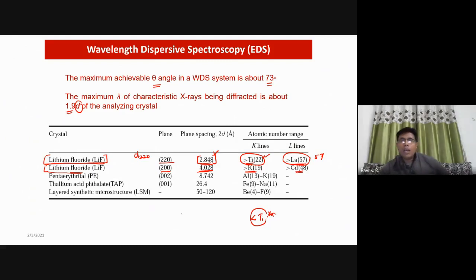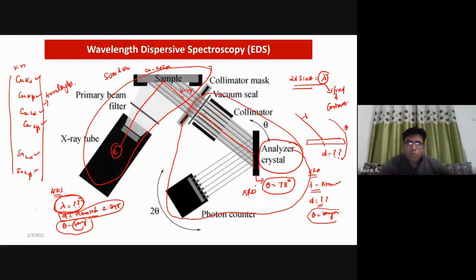That is the reason. I think this is the point. Exactly this point. You don't have any standard crystal which can work below atomic number 4. Okay, but that is not actually correct. I have one more slide.